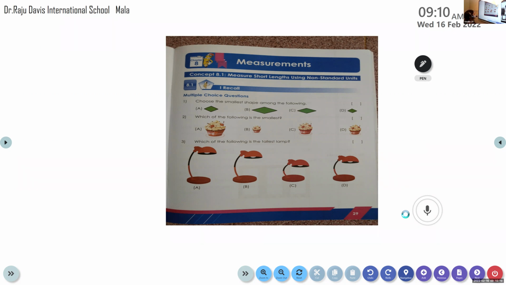Here we have multiple choice questions. Question number 1. Choose the smallest shape among the following. You can see A, B, C, and D. Gayatri, which one is the smallest here? Which is the correct option? Others, please be quiet. Option D. Okay, option D. So please put a tick mark for option D. Write capital letter D inside the bracket.